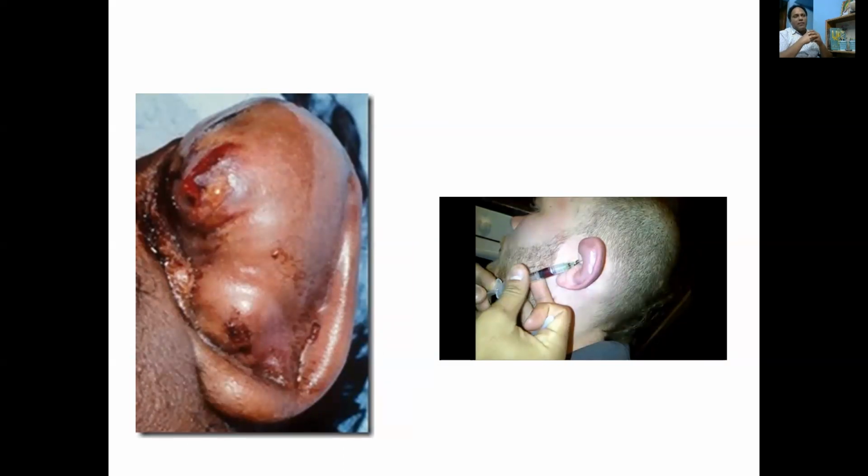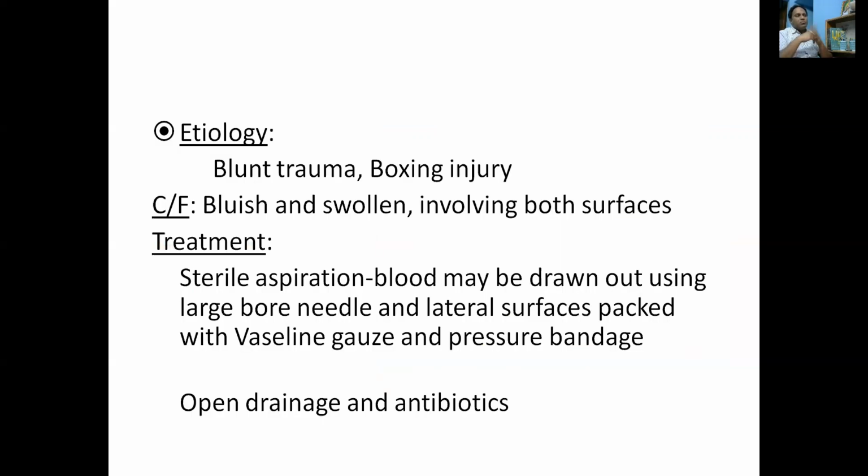As shown in the second picture, aspiration of the fluid. The etiology may be blunt trauma, or in boxers, repeated injury to the pinna. The features may be bluish swelling involving both surfaces, whereas a seroma is only on the lateral surface. What is the treatment? Again, sterile aspiration.